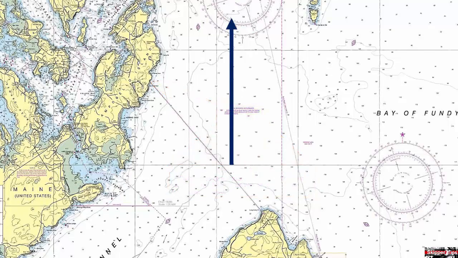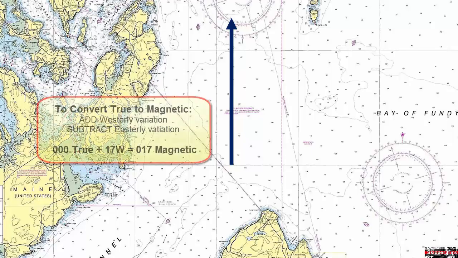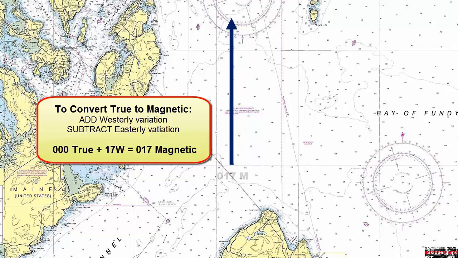Plot and label your track line. In this case, we're going to sail due north off the east coast of Campobello Island. The closest compass rose tells us that variation is 17 degrees west. So our base sailing course line will be 017 degrees magnetic. Now let's take a look at how the magnetic disturbance described earlier might affect our course line.